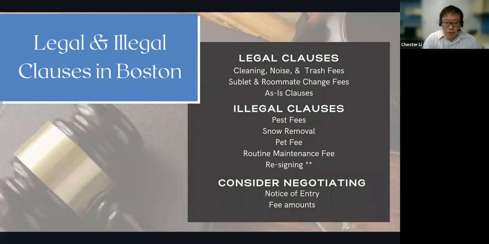So you might want to negotiate how they're entering to address maintenance issues, whether it can be a non-threatening one, like they have to repaint, versus a really big issue like a water pipe burst. So those are the things in the clauses you want to consider negotiating if it doesn't suit your living condition. And then the fee amounts as well. And we've already discussed a little bit about negotiating those.